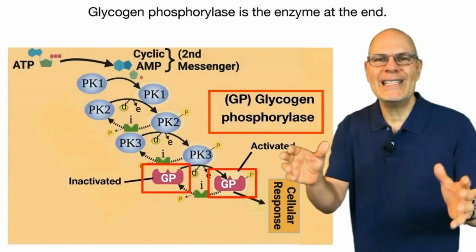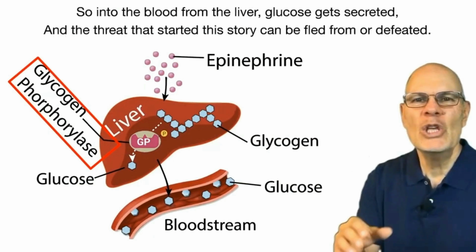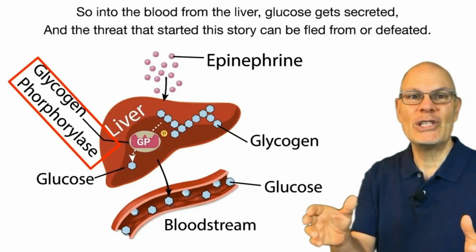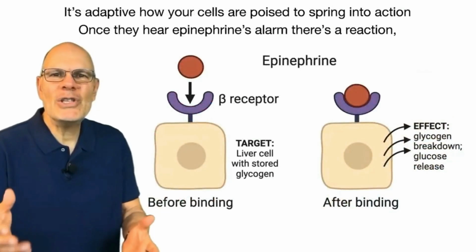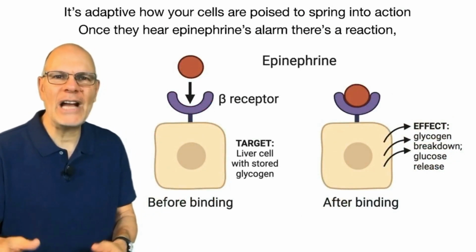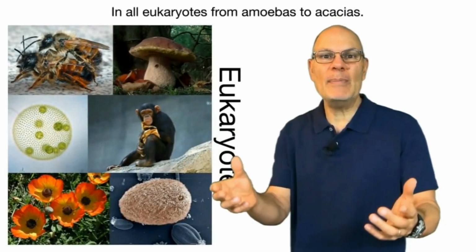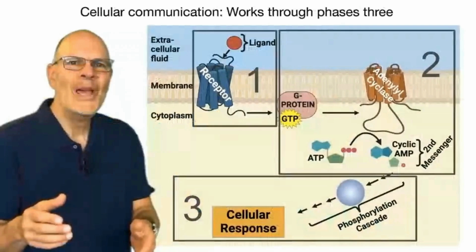Glycogen phosphorylase is the enzyme at the end that makes glucose by hydrolyzing glycogen. So into the blood from the liver, glucose gets secreted, and the threat that started the story can be fled from or defeated. It's adaptive how your cells are poised to spring into action. Once they hear epinephrine's alarm, there's a reaction in all eukaryotes, from amoebas to acacias. G-protein coupled receptors used in cell communication.